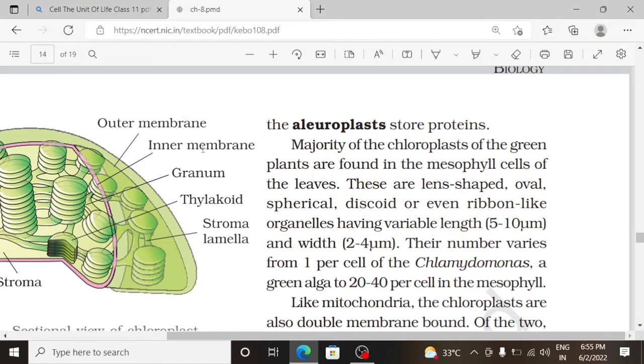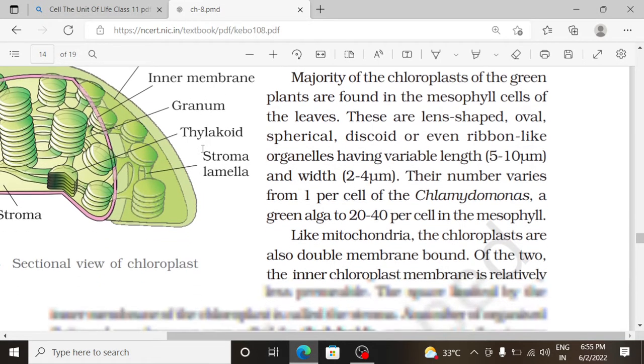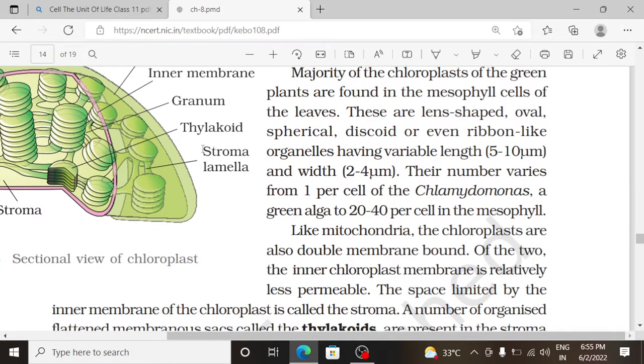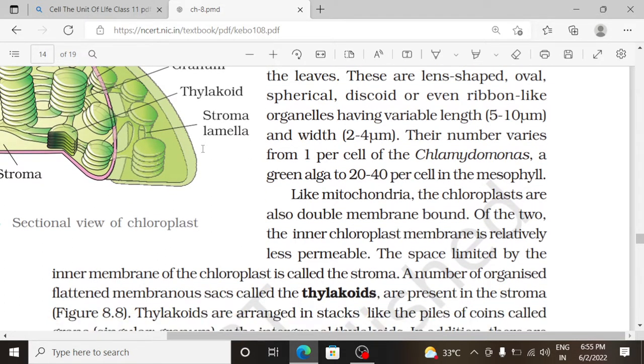Majority of the chloroplasts of green plants are found in mesophyll cells of the leaves. These are lens-shaped, oval, spherical, discoid or even ribbon-like organelles having variable length, that is 5 to 10 micrometer, and width 2 to 4 micrometer. Their number varies from 1 per cell of the Chlamydomonas, a green algae, to 20 to 40 per cell in the mesophyll, like mitochondria. The chloroplasts are also double membrane bound. Of the two, the inner chloroplast membrane is relatively less permeable.